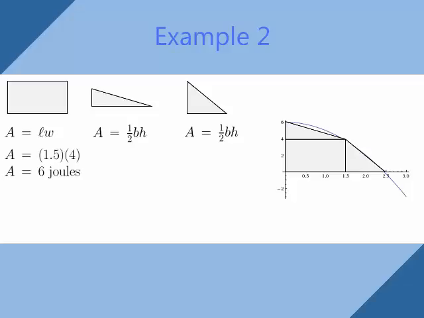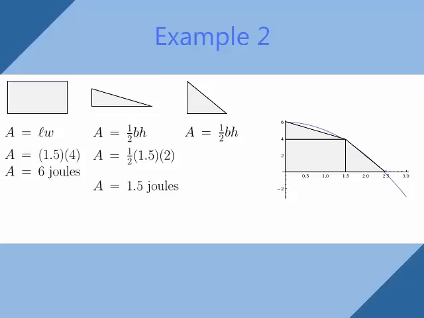For the rectangle, we simply multiply the base, which is 1.5, by the height, which is 4. This yields 6 joules. For the triangle on top, we recognize that we have a height of 2, being 6 minus 4, and a width, or base, of 1.5. Multiplying these by 1/2, we get 1.5 joules.